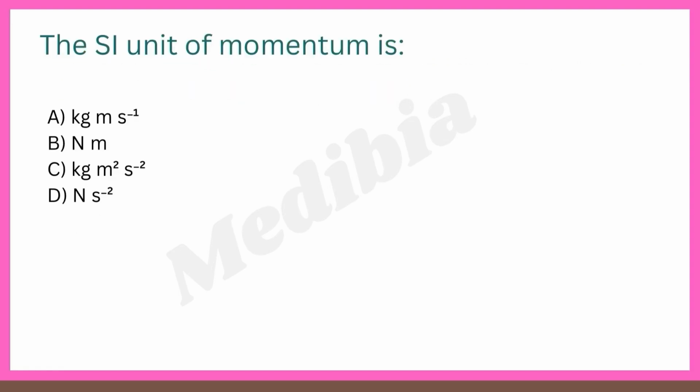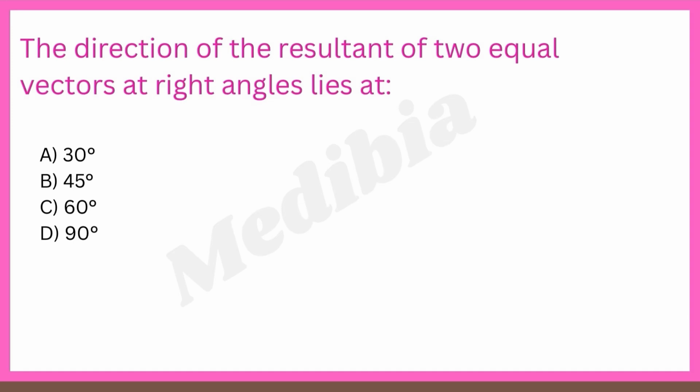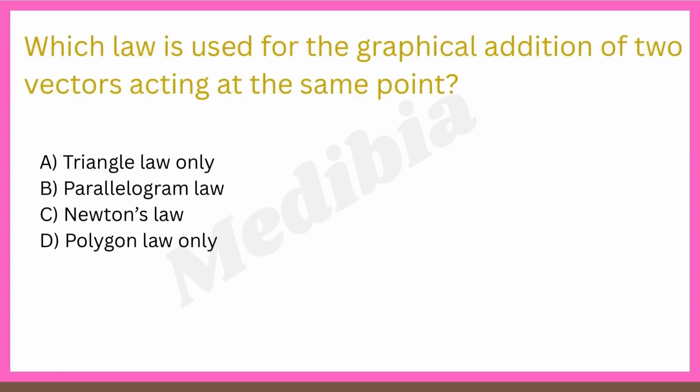The SI unit of momentum is: kilogram meter per second, Newton meter, kilogram meter square per second square, Newton per second square. The direction of the resultant of two equal vectors at right angles lies at: 30 degree, 45 degree, 60 degree, 90 degree. Which law is used for the graphical addition of two vectors acting at the same point? Triangle law only, parallelogram law, Newton's law, polygon law only.